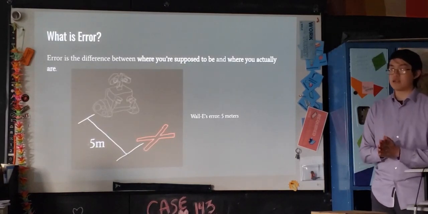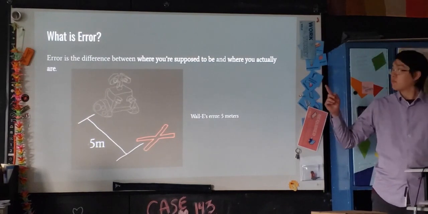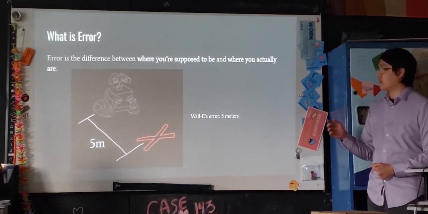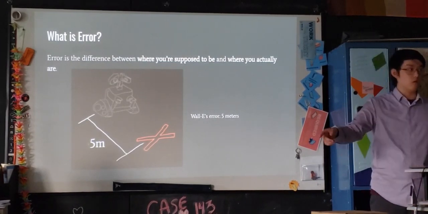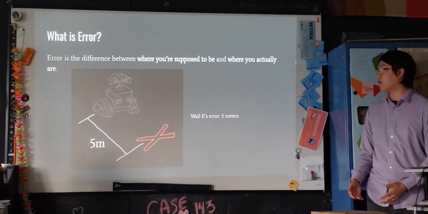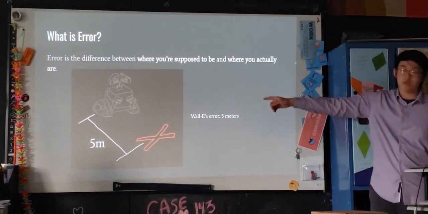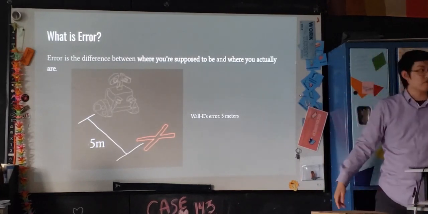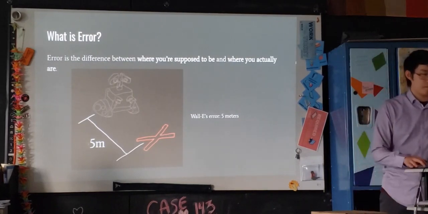All right. Let's define a very key term, error. What is error? You didn't do anything wrong. It is the difference between where you're supposed to be, your goal, and where you actually are. So here Wally is at his location, but his goal is that red X right there. The distance between there is 5 meters. Thus, Wally's error is 5 meters.